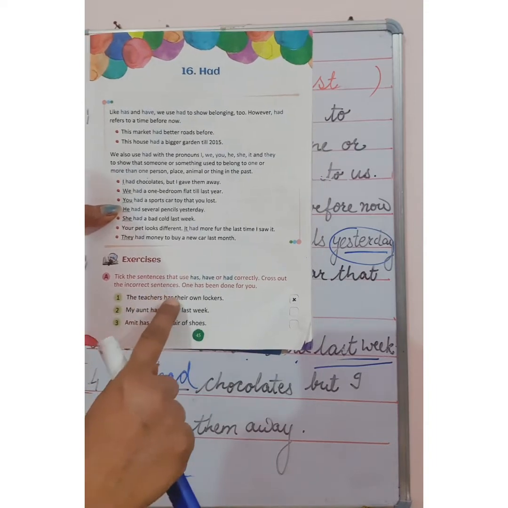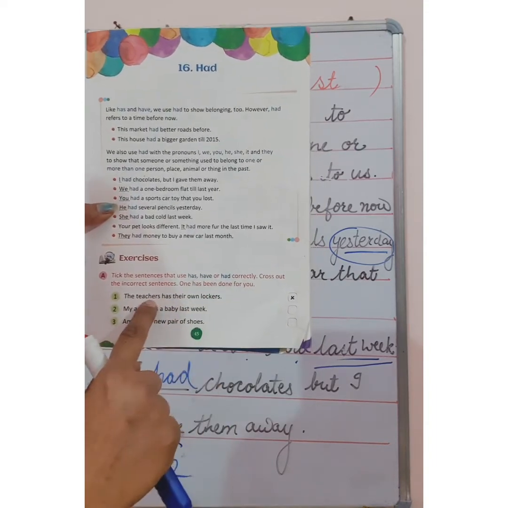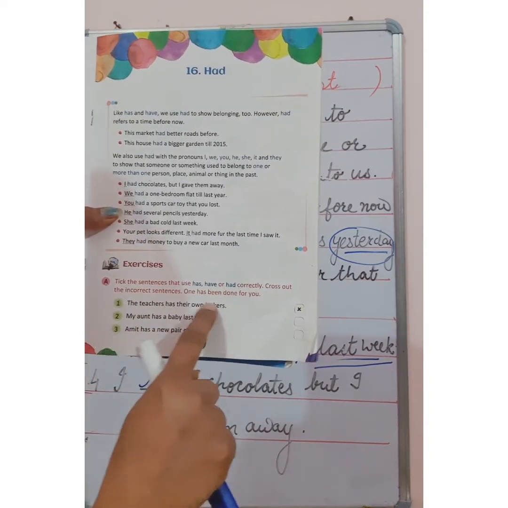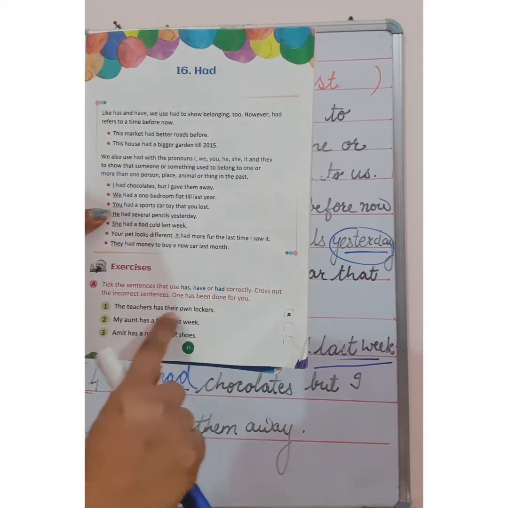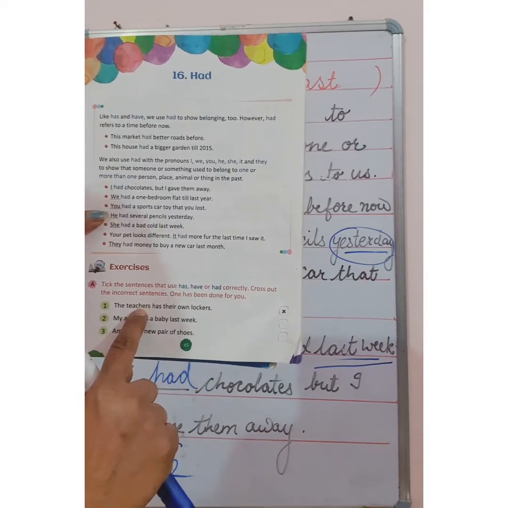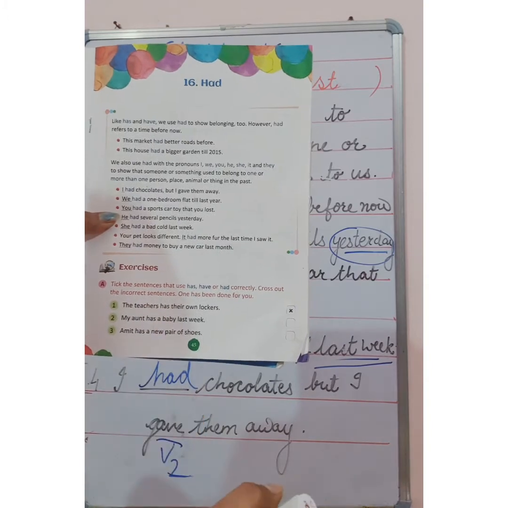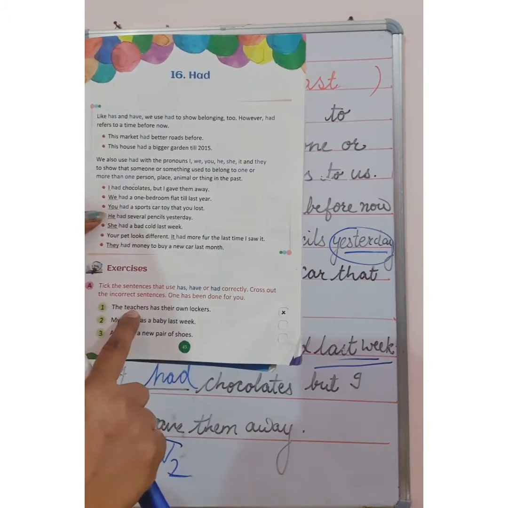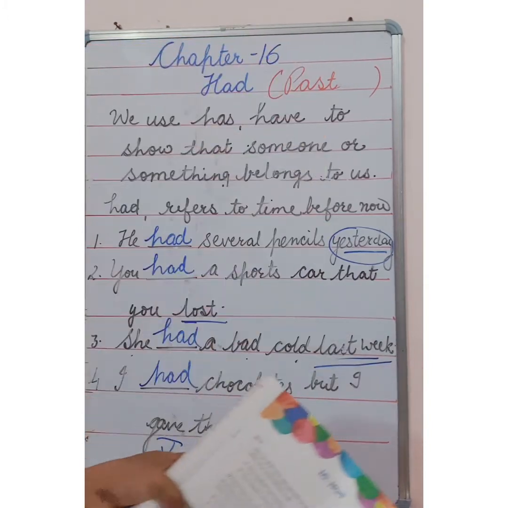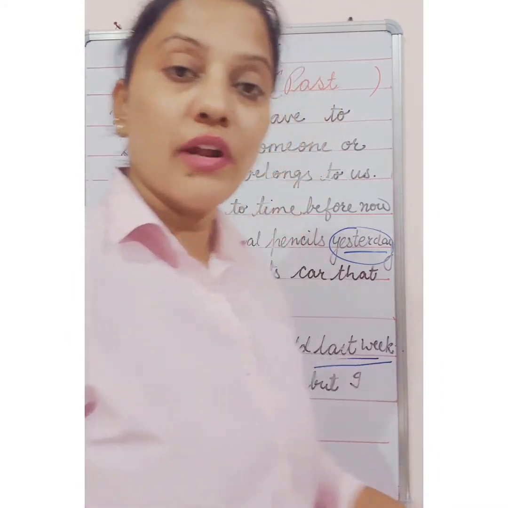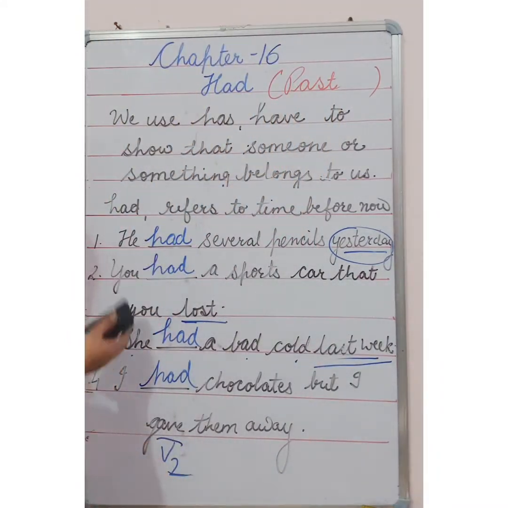The teachers has their own lockers. So teachers is plural. And here nothing is given that it is past or present. So we will not use had here. Has or have will come. So you have to see teachers is plural. So you will use have here. So has will not come. Let us do it on the board.